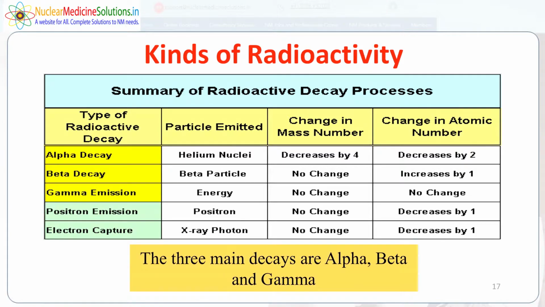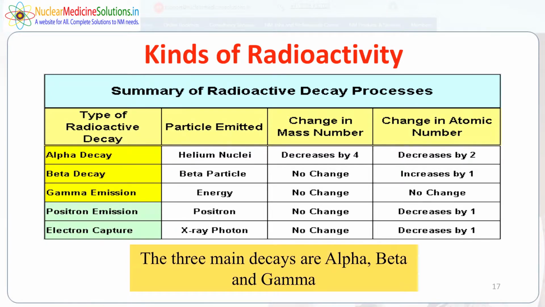When we talk about the alpha particle, as I was discussing, there is a decay. The particle emitted is the helium nucleus. What happens when a helium nucleus is emitted? What happens to the mass number? The mass number decreases by 4 and the atomic number by 2.